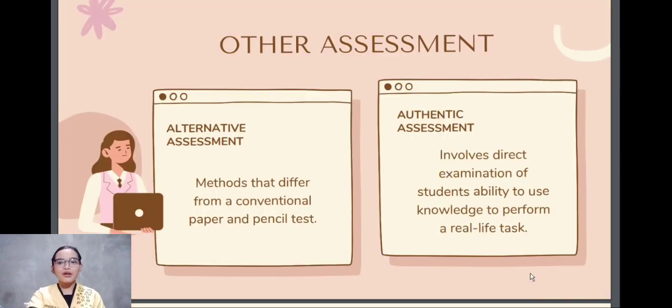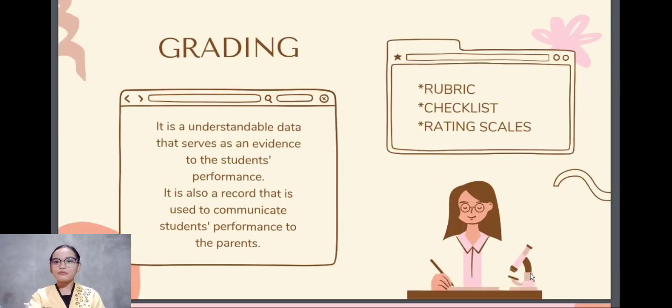Then, we also have other forms of assessment that cannot be used synonymously with performance assessment. These are alternative assessment and authentic assessment. When we say alternative assessment, it refers to methods that differ from a conventional paper and pencil test. Examples of this are observation, projects, portfolios, and others. Authentic assessment, on the other hand, involves direct examination of students' ability to use knowledge to perform a real-life task. Now, let's proceed to grading.